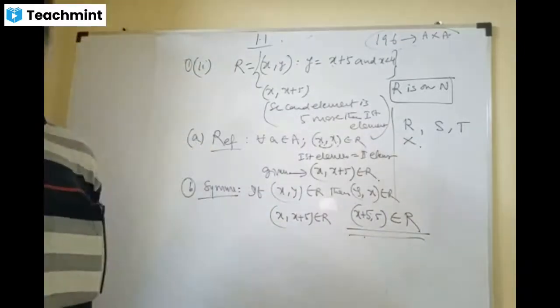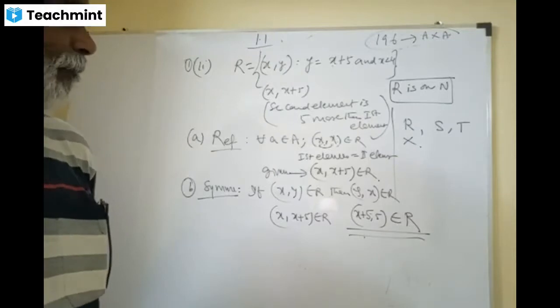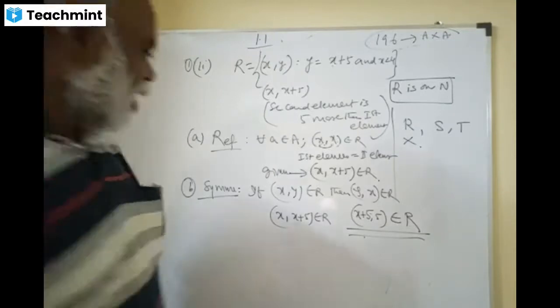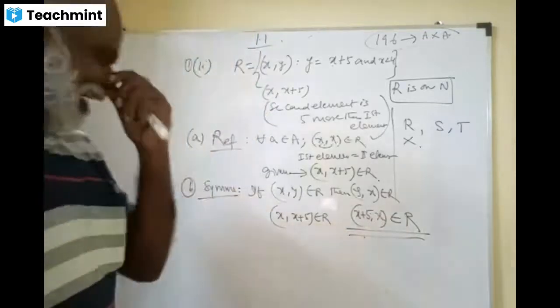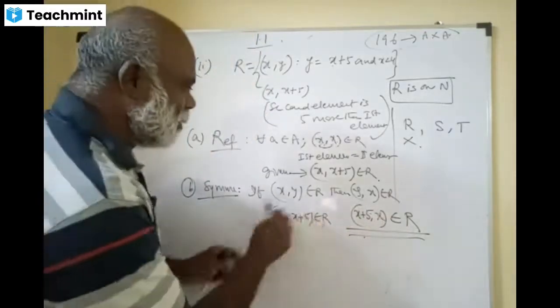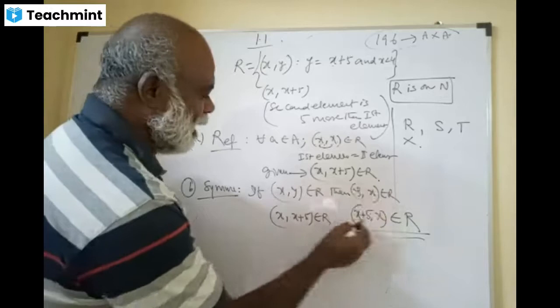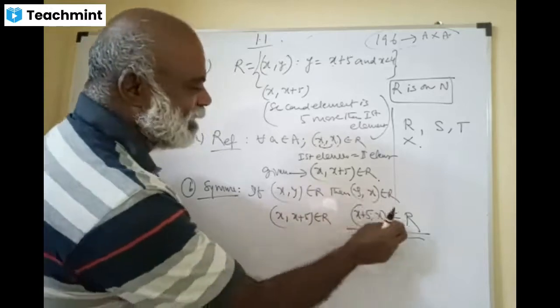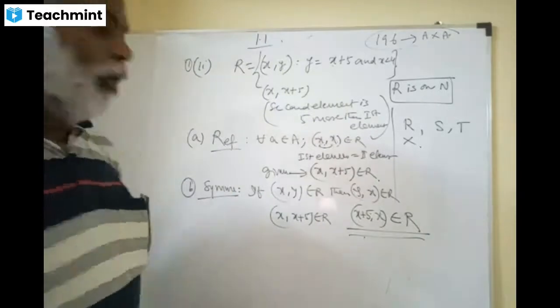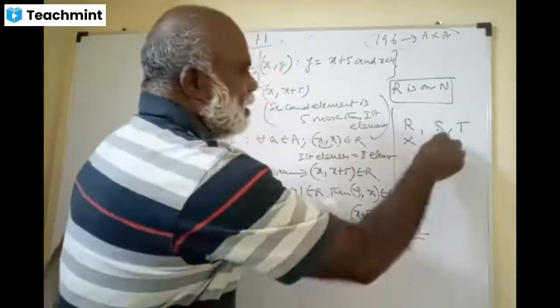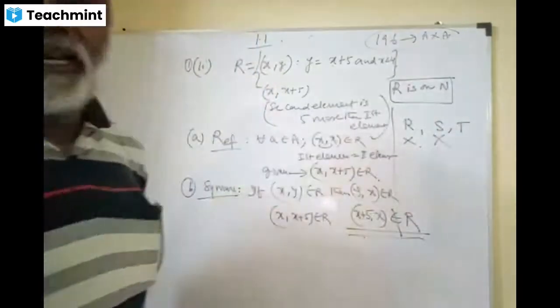Sir, have you written x plus 5 comma 5 over there, or is it x? X. Sorry. X plus 5, then reverse, right? X comma y comma x. X plus 5 comma x. Is it belongs to R, does not belong to R? No, sir. Therefore, not symmetric.